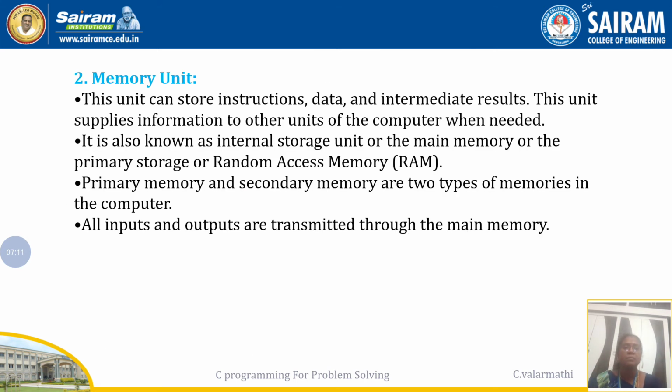Then the memory unit. This unit is mainly used to store data, instructions and intermediate results. Intermediate results means temporary results. For example, if you are swapping two numbers, one temporary variable will be used for swapping. That temporary variable is called the intermediate result, and its value should be stored in the memory unit.